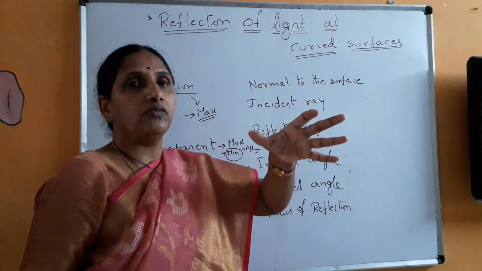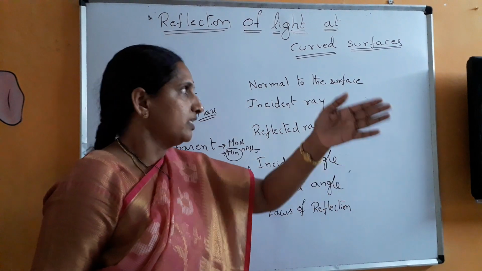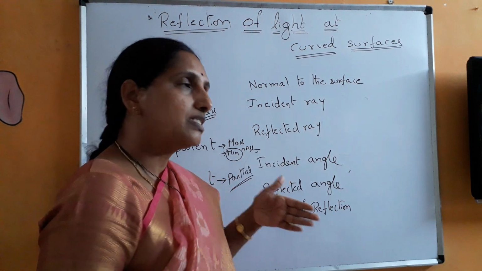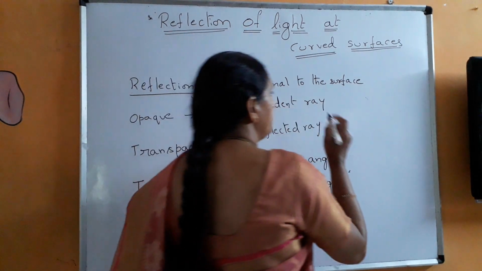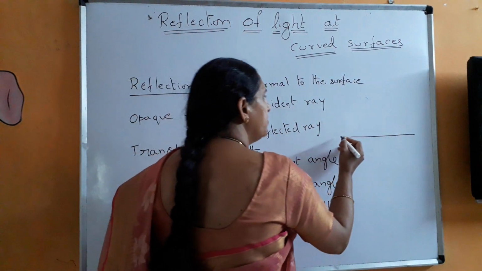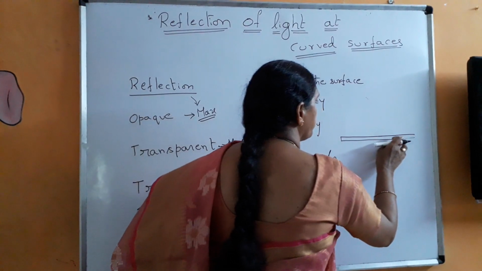So any part of the body on which light is focused, that part is called a surface. So now let me draw. Let me take the example of a mirror. It's very easy for you people to understand and imagine.